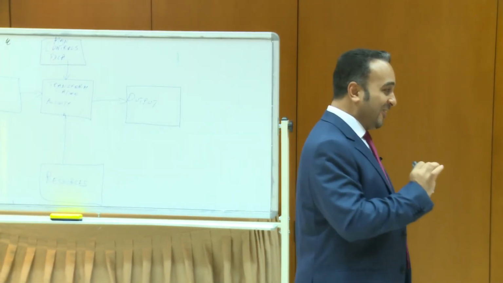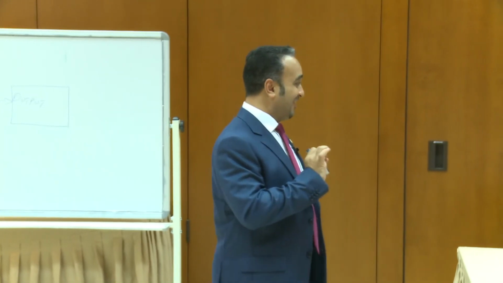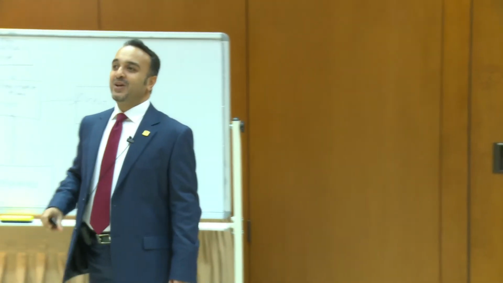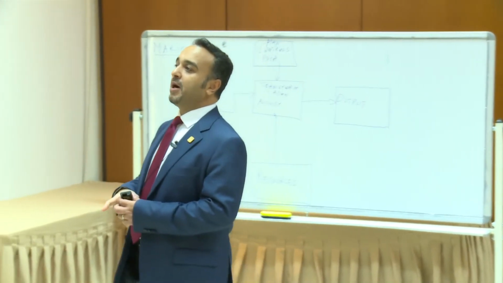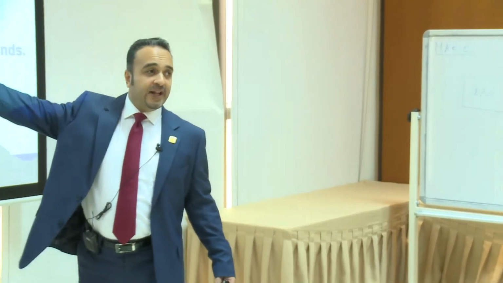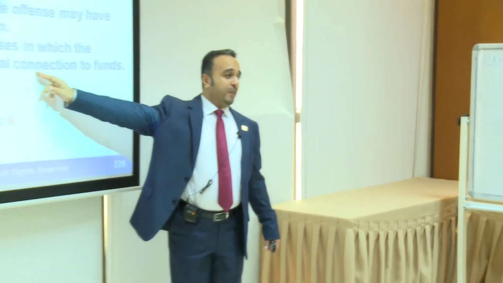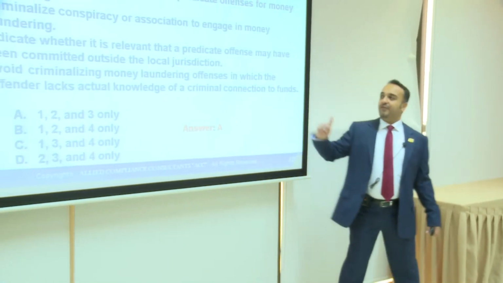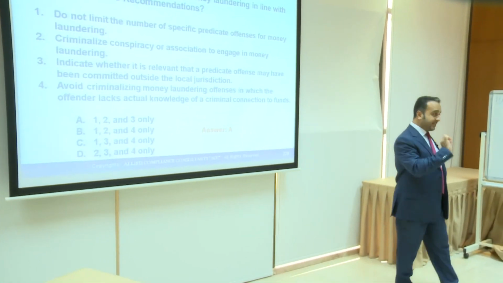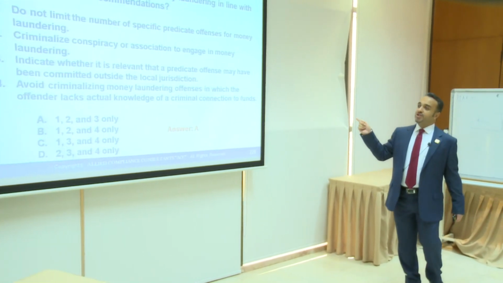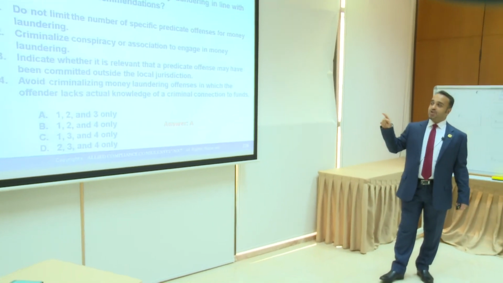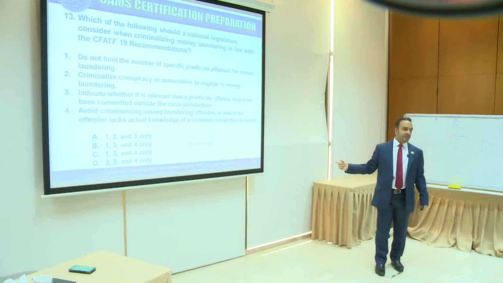Number 4 is very, very tricky. Avoid. And actually, if I change only 2 letters, it will be correct. Avoid criminalizing money laundering offender. If I said offender, 4 would be correct. But here, it says avoid criminalizing money laundering offenses in which the offender lacks actual knowledge of a criminal connection to fund.